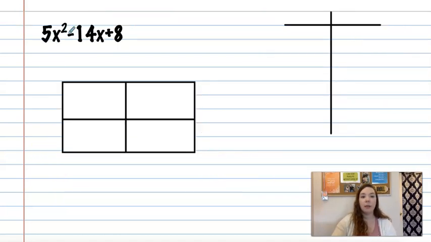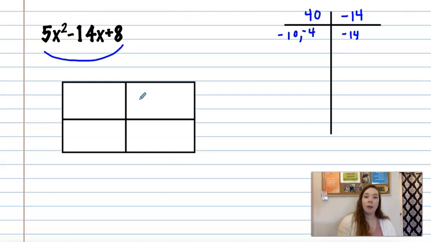This time I have 5x squared minus 14x plus 8. So 5 times 8 gives me 40. So I want factors of 40 that add to be negative 14. Okay, so 10 and 4 come to mind. If they were both negative, that would give me my negative 14 and multiply to be positive 40. So when I'm setting up my box, that's what I want in my diagonal. I want negative 10x and negative 4x because these will multiply to be 40 and add to be negative 14. Now I'm still going to have my original term of 5x squared and 8.